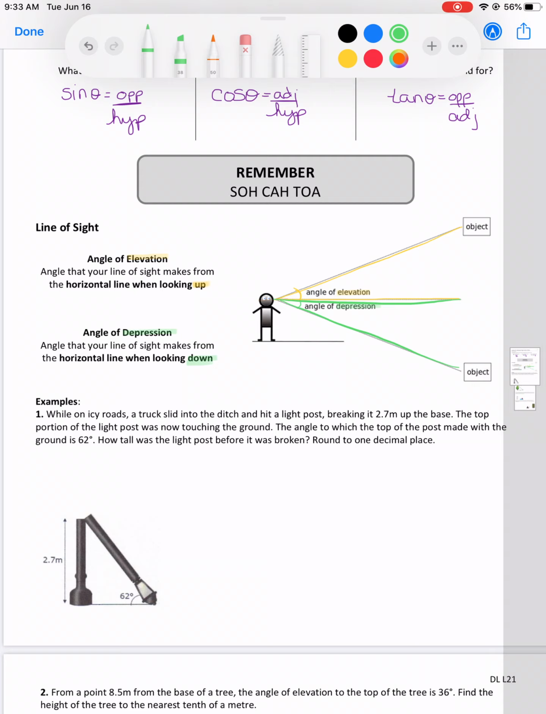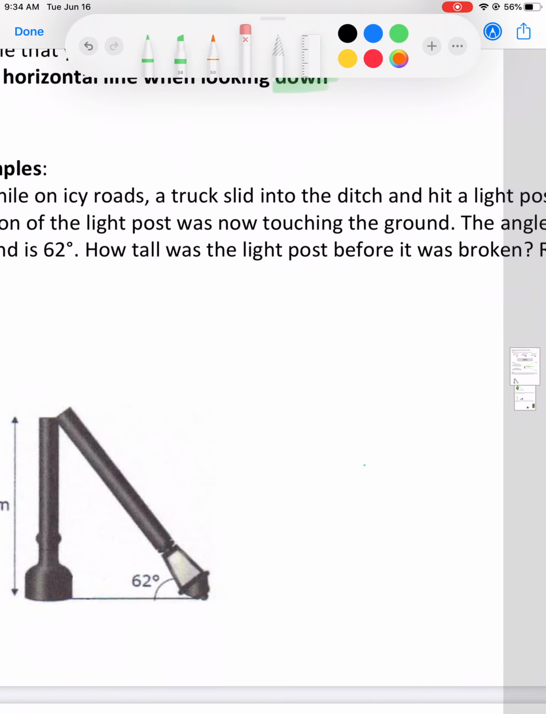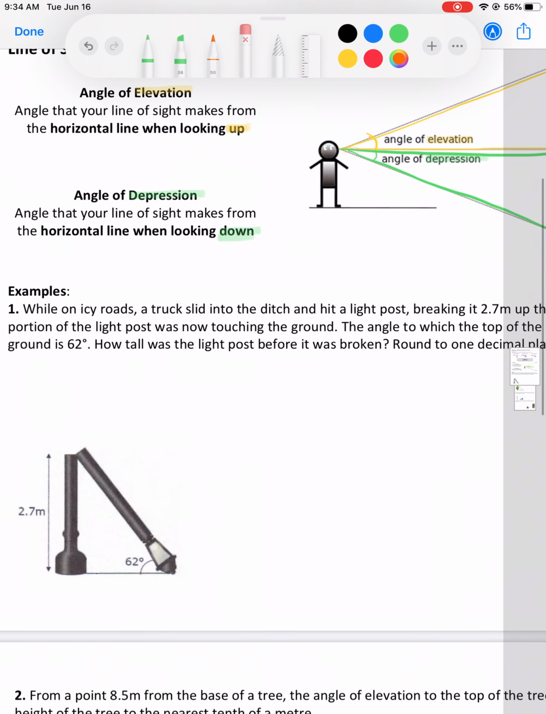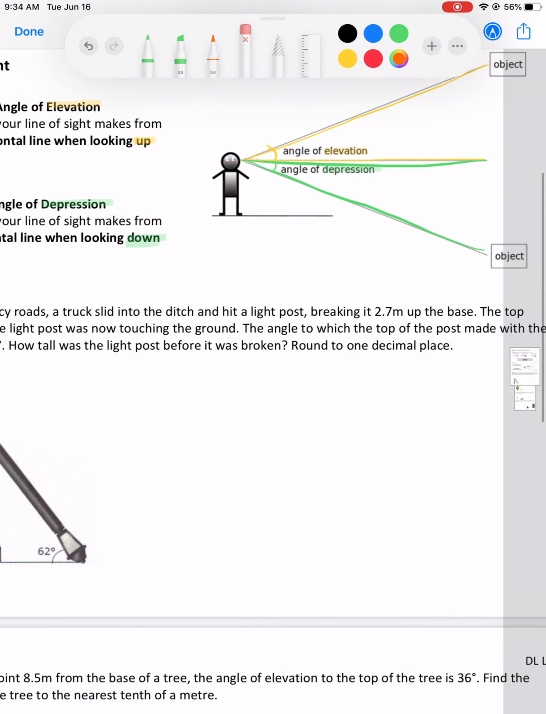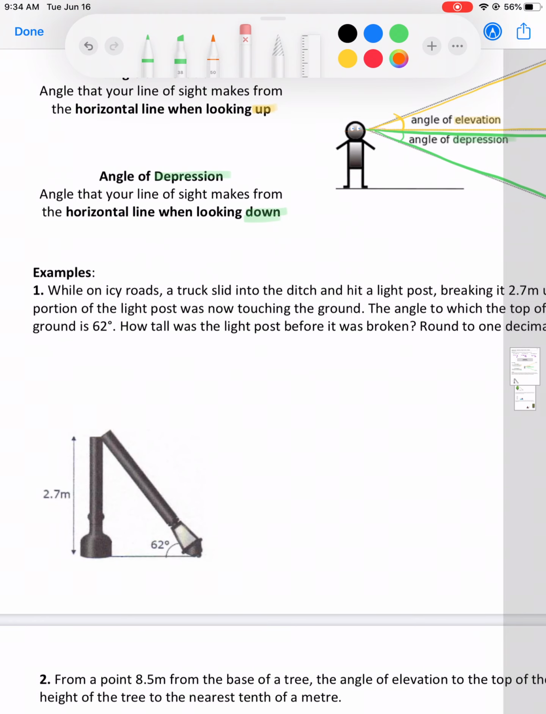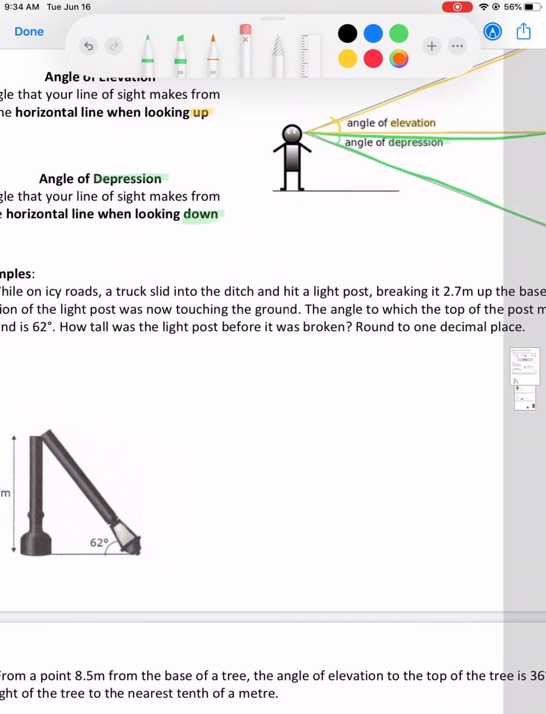First question. While on icy roads, a truck slid into the ditch and hit a light post, breaking it 2.7 meters up the base. So there's our 2.7 meters. Something I'd usually get you to do in class is draw the image. The top portion of the light post is now touching the ground, as you can see. The angle the top of the post made with the ground is 62 degrees. How tall was the light post before it was broken?